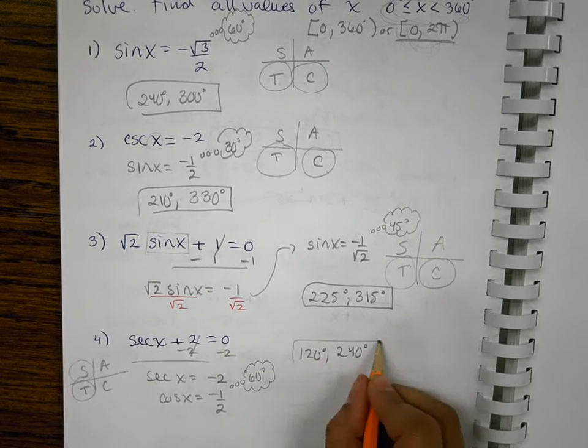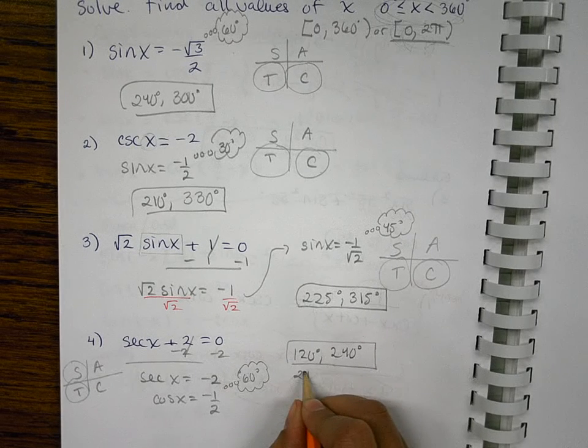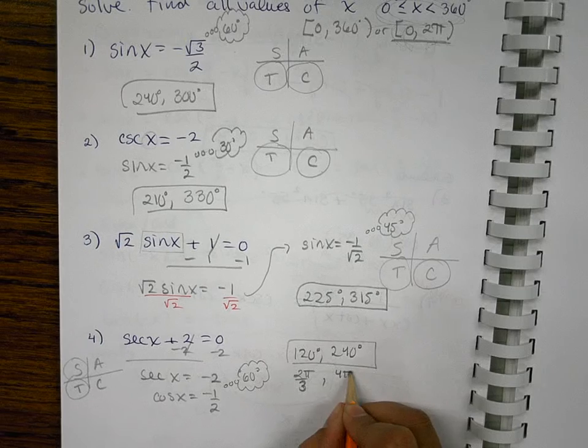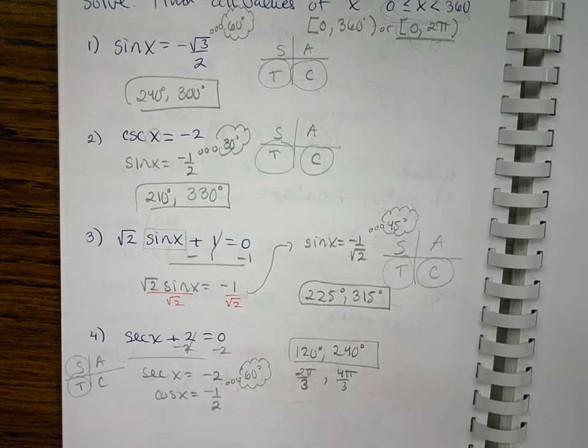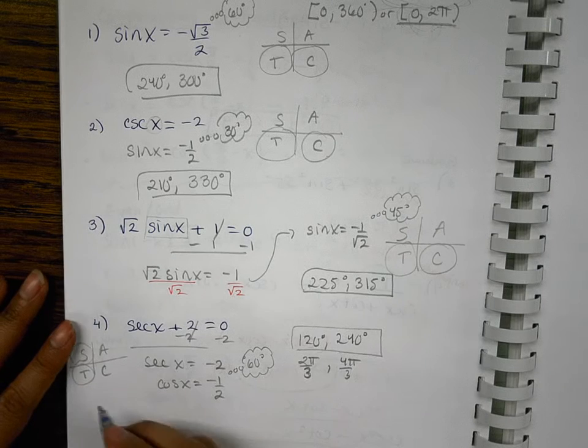Or if you want to, I haven't been doing it on the others, but I should have, you could write them as radians, 2 pi over 3 and 4 pi over 3. You choose which one you want to write your answers in on homework.